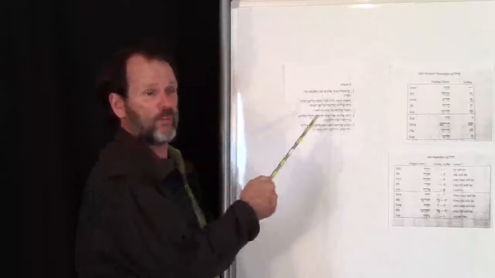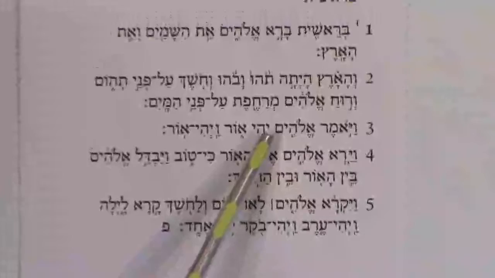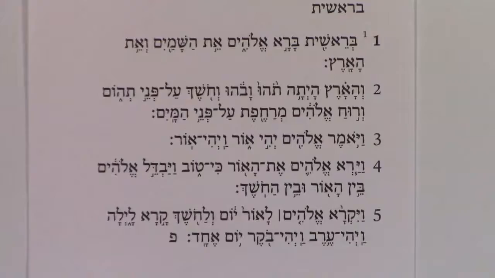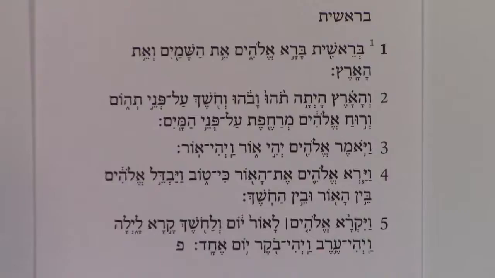So here is an example, forgive me, where you have a shva under it, and it is actually this form. It's not a hiriq. So it is an imperfect form right here. Sorry about that, folks. It's just that you drop the hey at the end. That's where it's apocopated, where one of the consonants is left off. So my bad. And God said, light be. So what is that? If it's light be, or come into existence, something that's coming, what is that? Imperfect. It's future. Future is imperfect, and perfect is past tense.